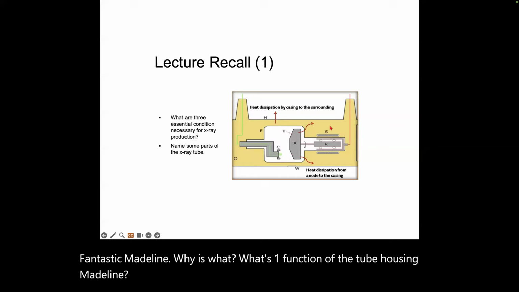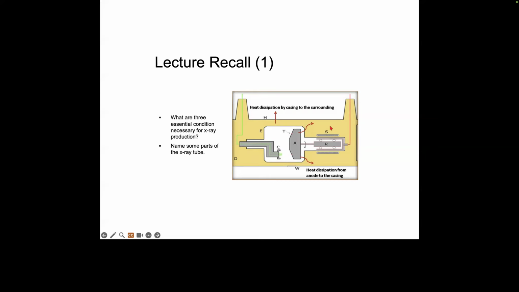The tube housing, isn't it to help protect the glass envelope? Yes, or the cathode and anode? Anode, right? Anode.